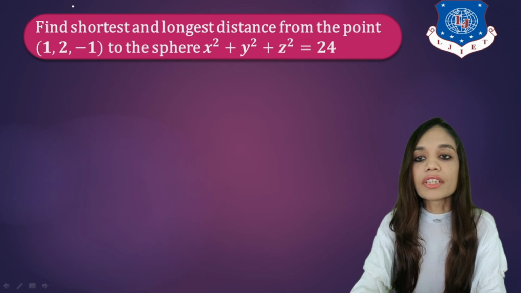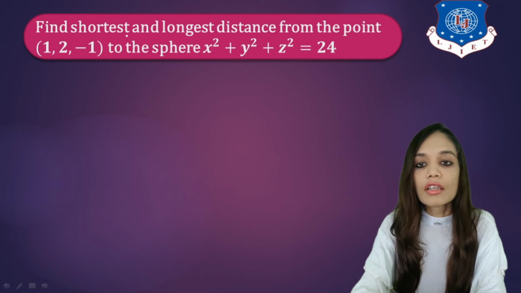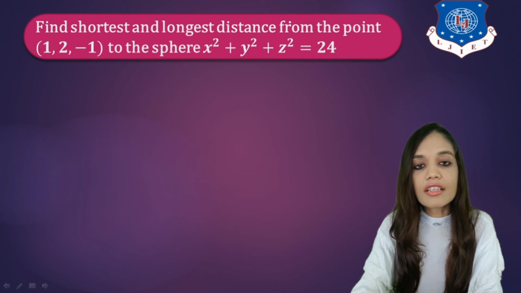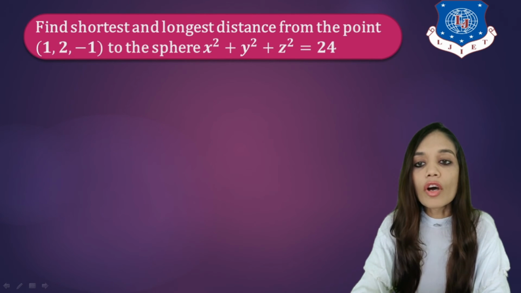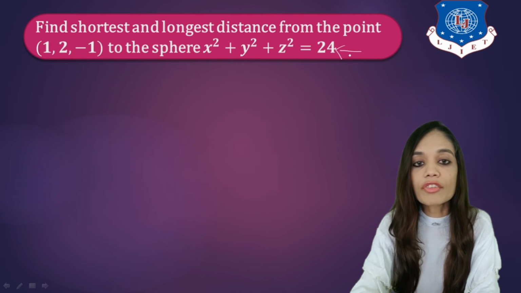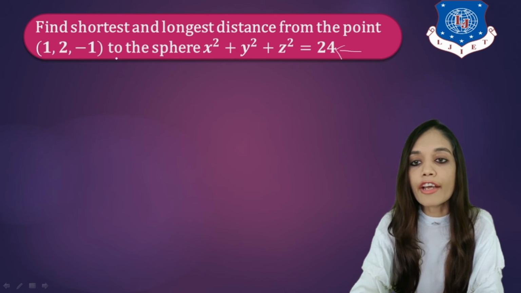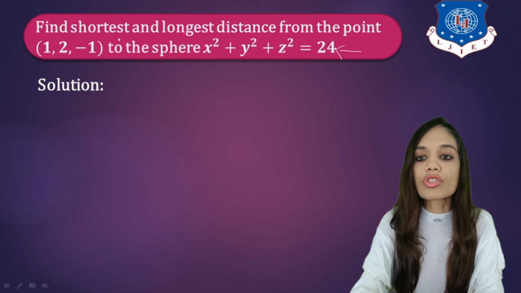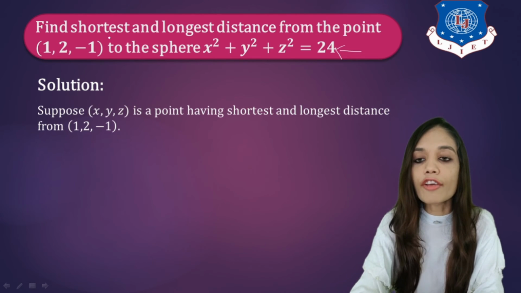Right? Next, let us go to our next example. That is, we have to find the shortest and longest distance from the point (1, 2, minus 1) to the sphere x square plus y square plus z square is equal to 24. So you are given your constraint as this, but we don't have our function f. So let us begin the solution by finding the function f.